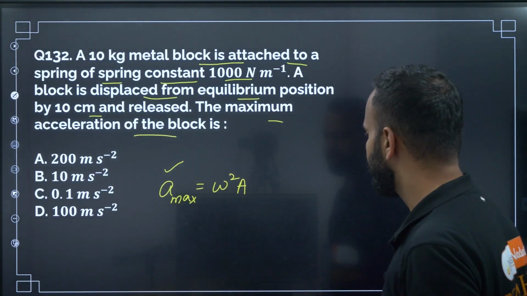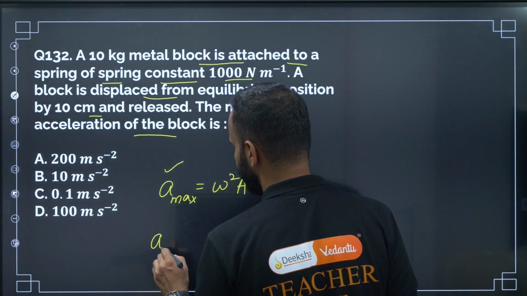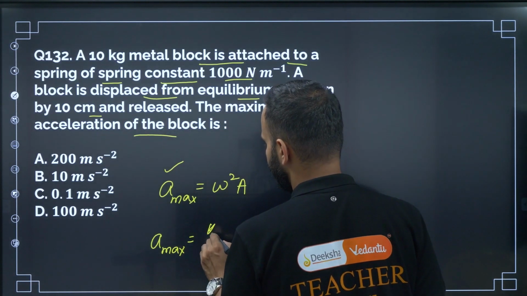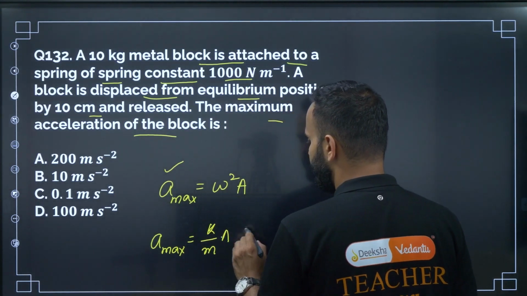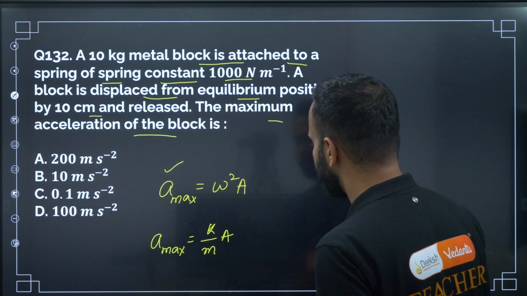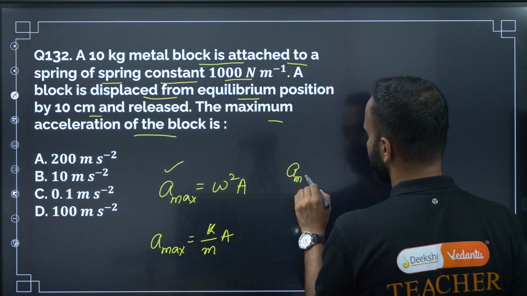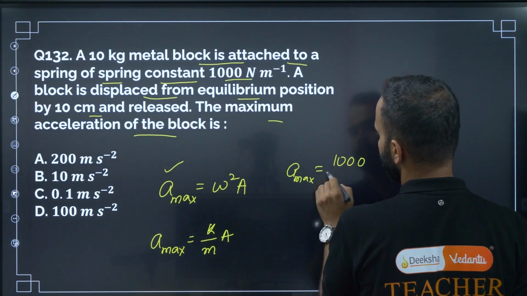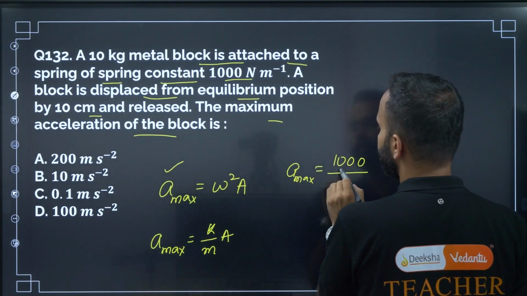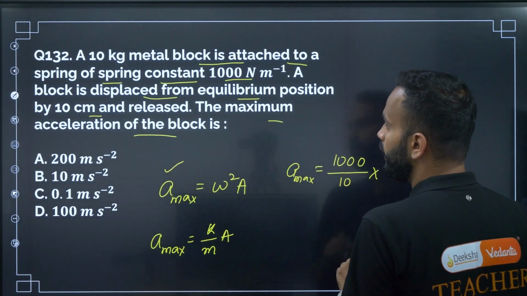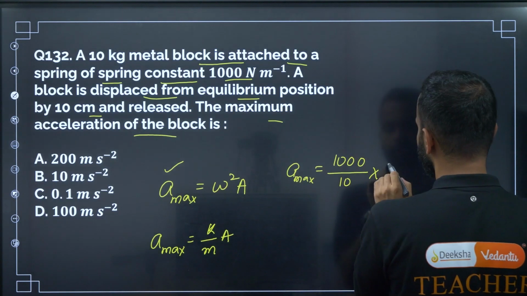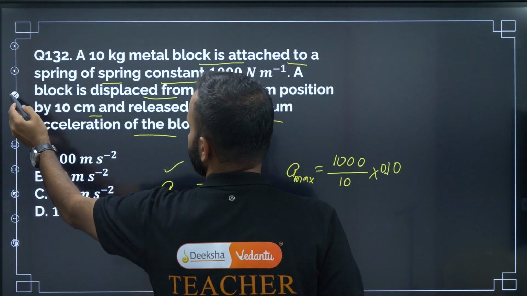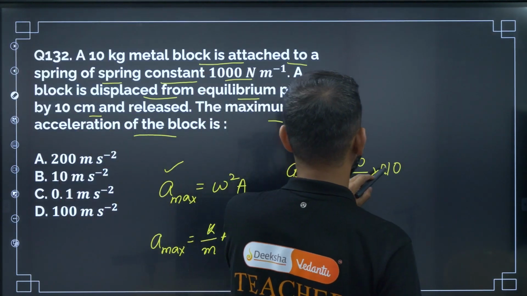A is amplitude, right? So a max is equal to omega square, which is k by m, right, into A. So now substitute the values, that's it. So now maximum acceleration is equal to k, k is 1000 Newton per meter, divided by m, m is 10 kg, into A. A is 10 centimeter, that is 0.1 meter, isn't it? 0.1 meter.